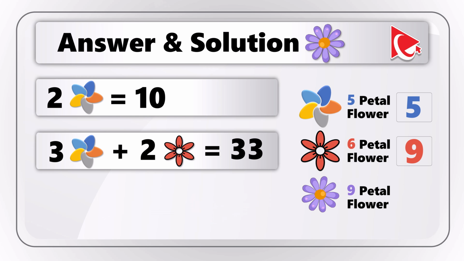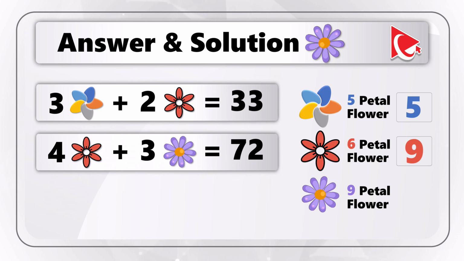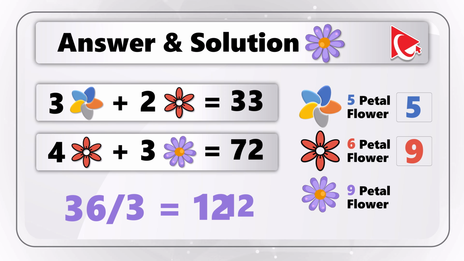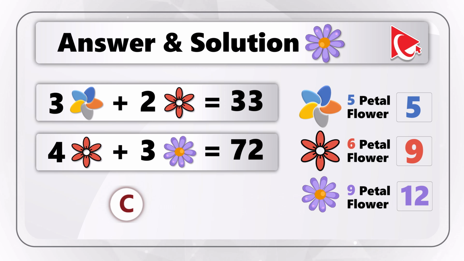At this point, we know that the value of 5-petal flower equals 5 and value of 6-petal flower equals 9. So we can look at the third expression. Third expression states that 4 6-petal flowers plus 3 9-petal flowers equals 72, which means we can build a new expression by calculating value of 4 6-petal flowers, which would be equal 36. 72 equals 36 plus 3 9-petal flowers, which means 3 9-petal flowers equals 36. So the value of 9-petal flower is 12. So the correct answer here is choice C, 12.